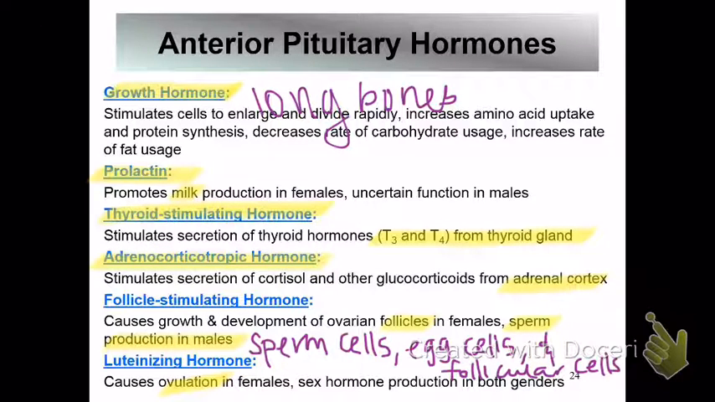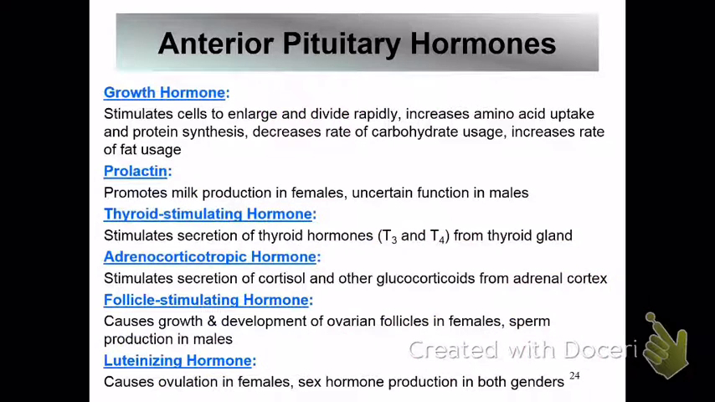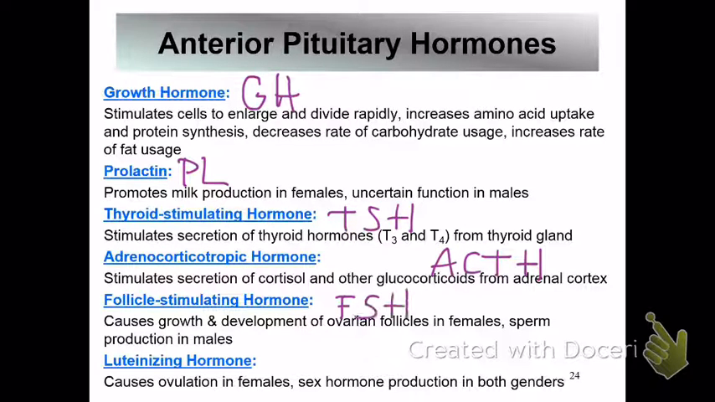One thing I want to mention, a lot of times these are abbreviated. So growth hormone would be GH, maybe PL for prolactin, thyroid stimulating hormone, adrenal corticotropic hormone, follicle stimulating hormone, and luteinizing hormone. So, just wanted to mention that.